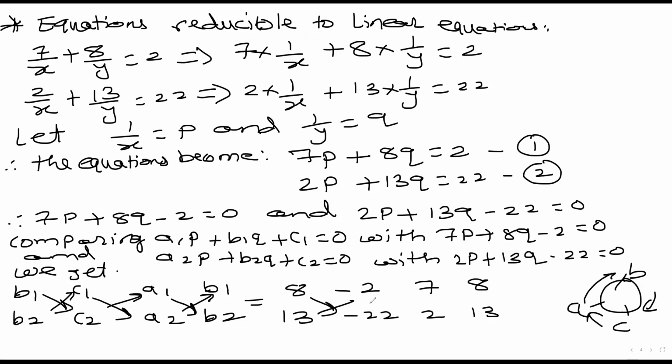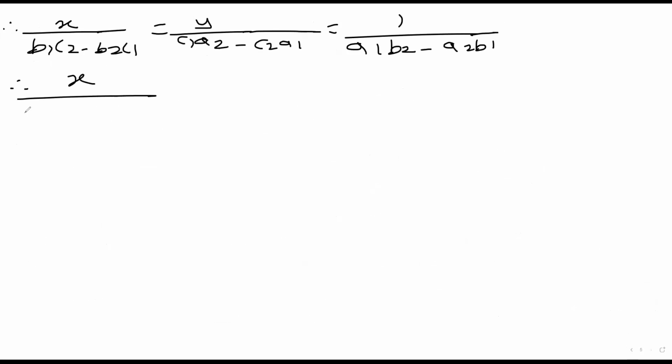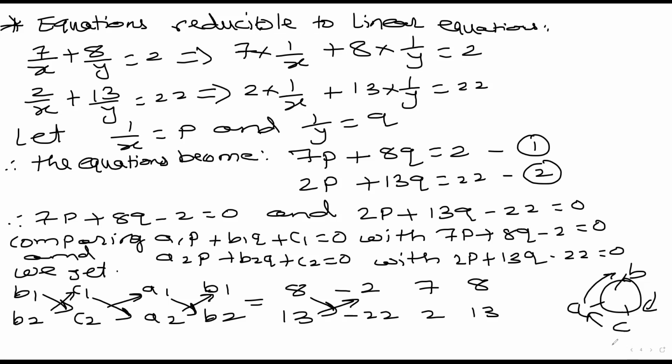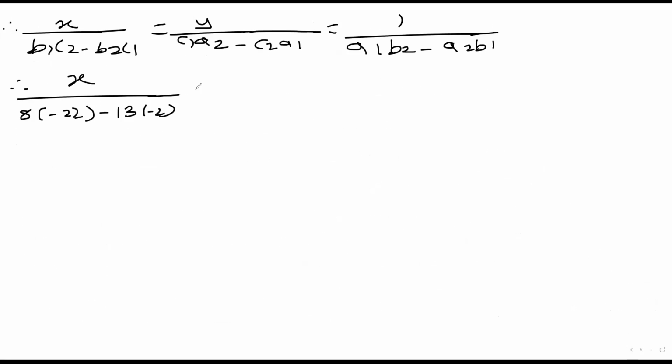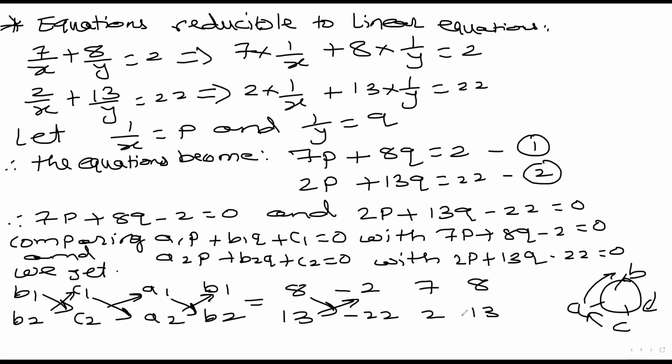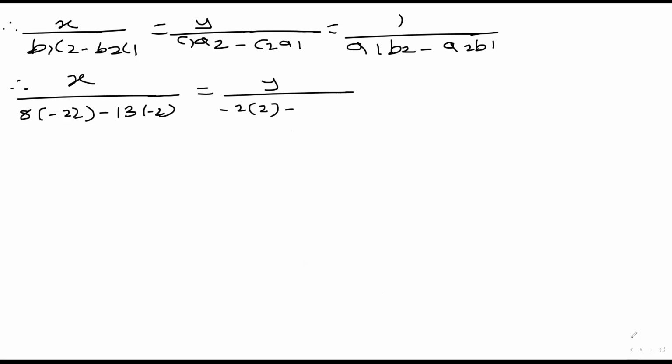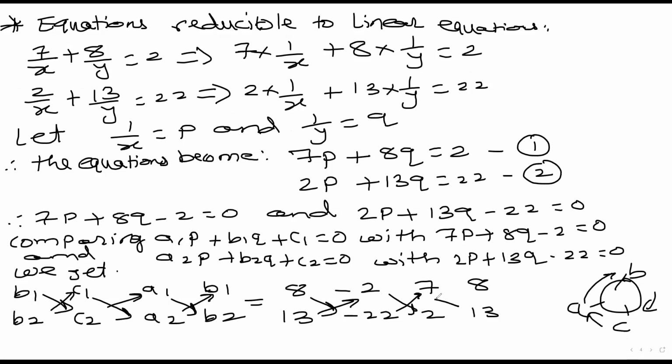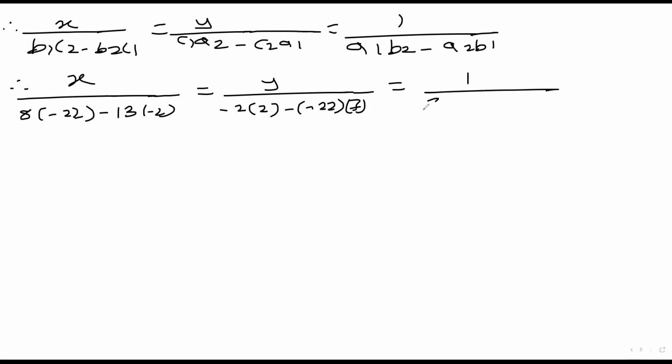What is b1? So here 8 into minus 22. So we have x upon 8 into minus 22 minus 13 into minus 2, is equal to y upon, what? Minus 2 into 2 minus 22 into 7. Is that correct? Is equal to 1 upon 7 into 13 minus 2 into 18, right?